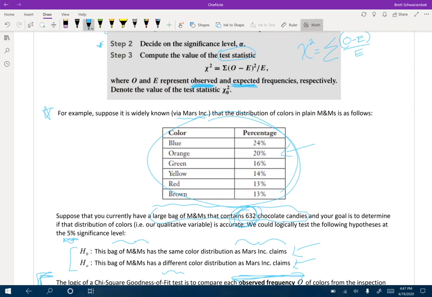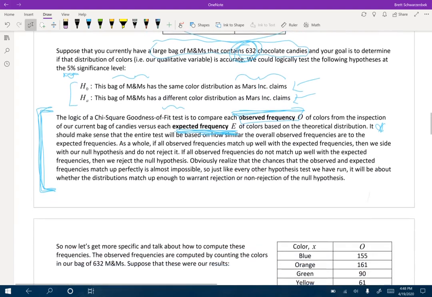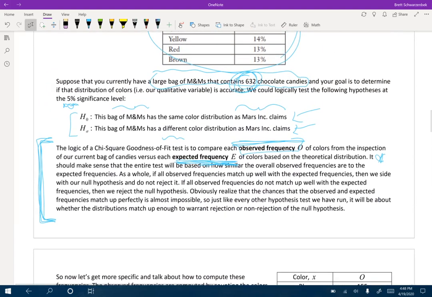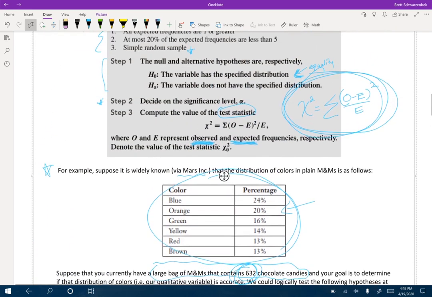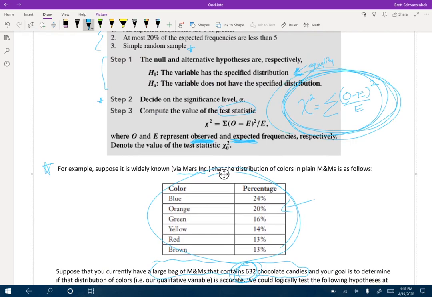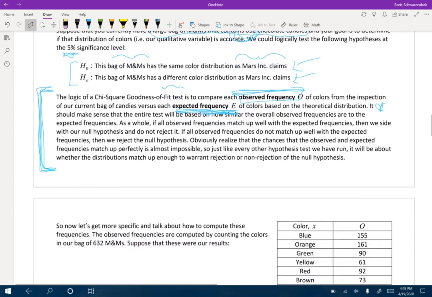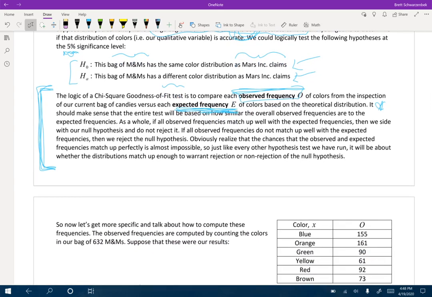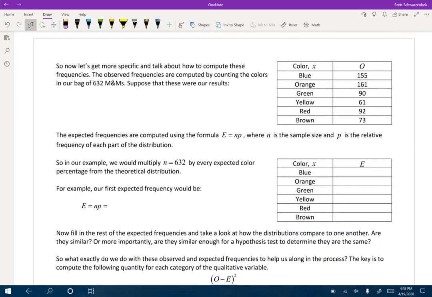We are going to use the chi-squared statistic with these O's and E's to figure that out. Just a note here, though: logically, what are the chances that the observed counts and the expected counts match up perfectly? Just like everything else in real life, very unlikely. So there's got to be a level of what matching up means. How well do they match up in terms of determining whether it's going to warrant rejection or non-rejection of the null hypothesis? So let's get to the actual process for running a chi-square goodness of fit test.